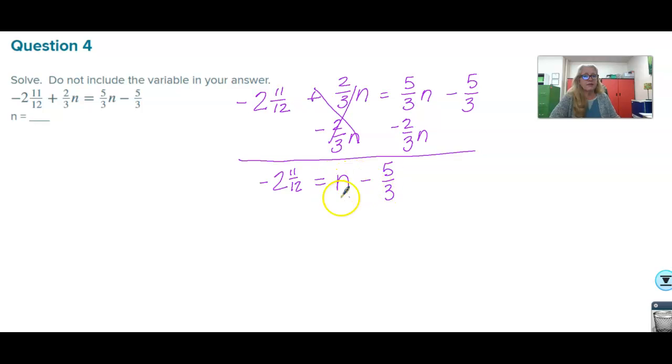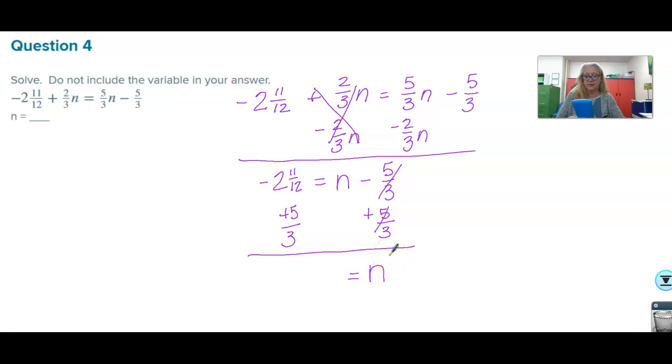The final step then to get our variable by itself is to get rid of this minus 5/3. We do that by adding 5/3 to both sides. Now here's where you'll want to use a calculator for sure. These cancel out, leaving us with just n on the right.